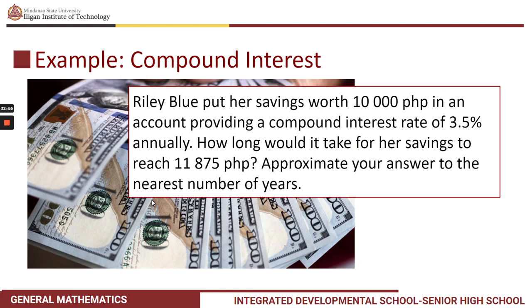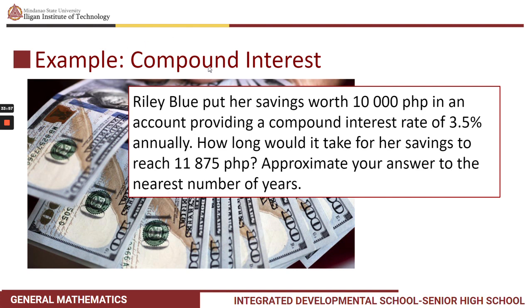Let's have another example. Again, exponential and logarithmic functions are also present in our business mathematics. One example is the compound interest. I use this example because all other terms and topics in business mathematics are based on compound interest. The annuities, stock markets, those are based on compound interest. So first, let's have an example. Riley Blue put her savings worth 10,000 pesos in an account providing a compound interest rate of 3.5% annually. How long would it take for her savings to reach 11,875 pesos? Approximate your answer to the nearest number of years.